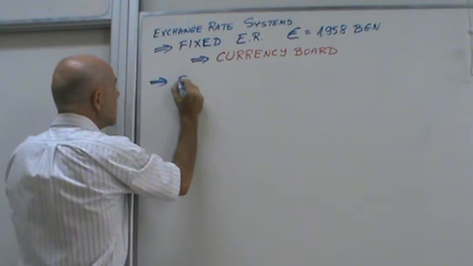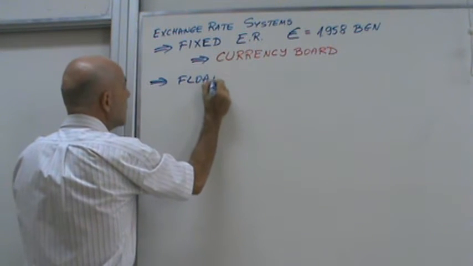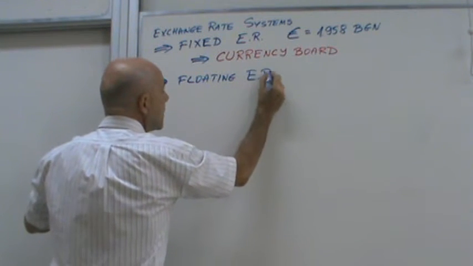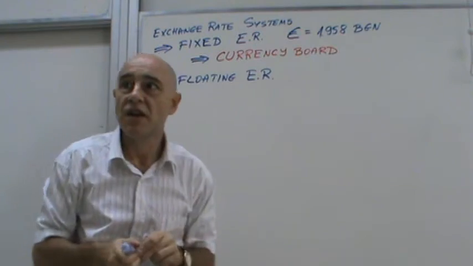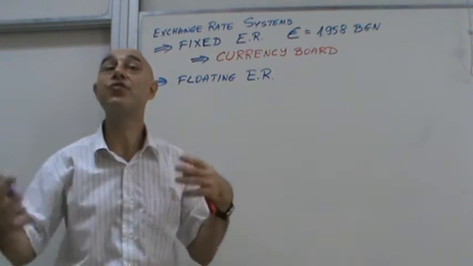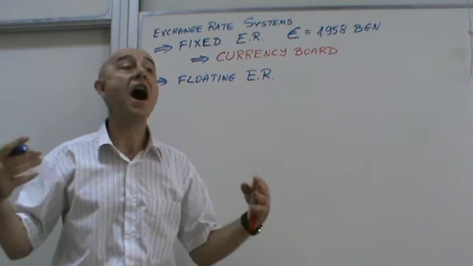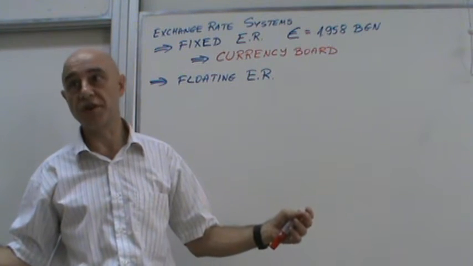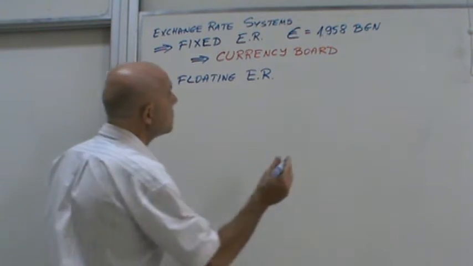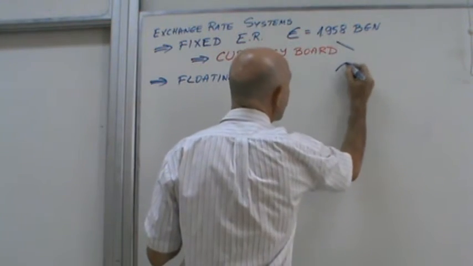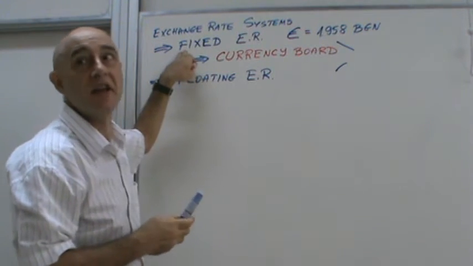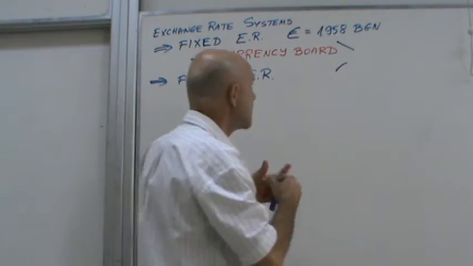The other alternative is a floating exchange rate. The currency floats. The currency changes freely against other currencies. Well, there is one intermediate between these two. It's called quasi-fixed. Quasi.